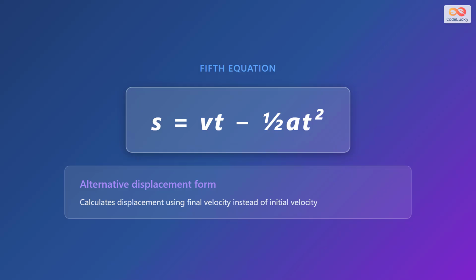This equation is particularly handy when you know the final velocity, acceleration, and time, but the initial velocity is unknown. It's less commonly used than the second equation, but it can simplify calculations in specific scenarios, especially when working backward from a final state to determine displacement.